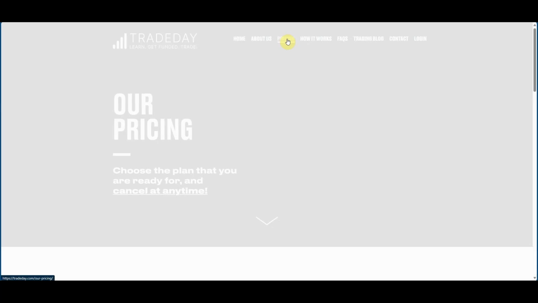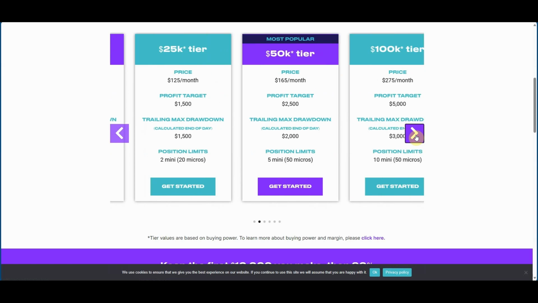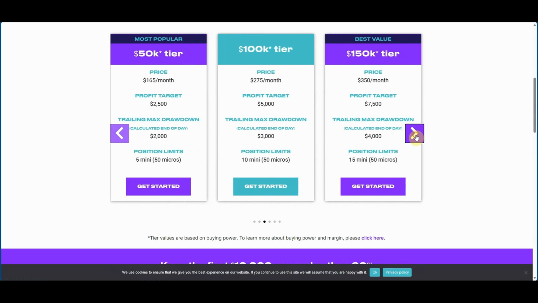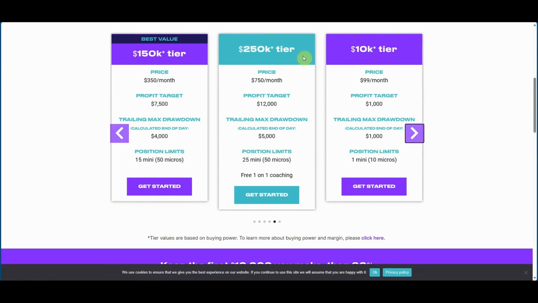We go to pricing up the top, and I just want to see what accounts there are and what sort of profit targets I need to reach, understanding that I need to use those rules to my advantage. And what we have here is a 10k tier, 25k, 50k, 100k, 150k, 250k, and back to 10k again. So we have everywhere between 10k up to 250k.